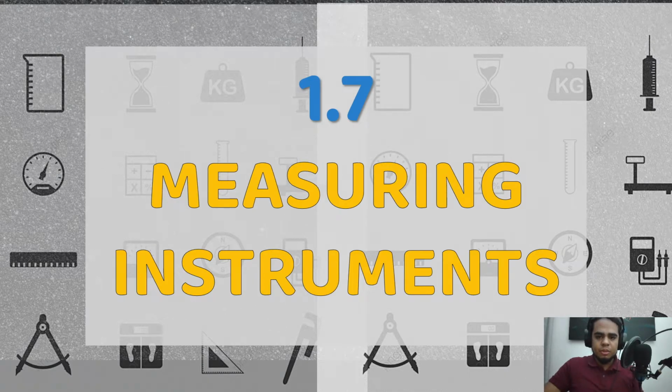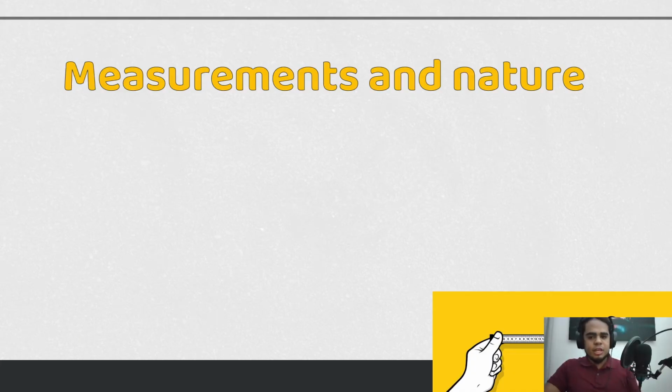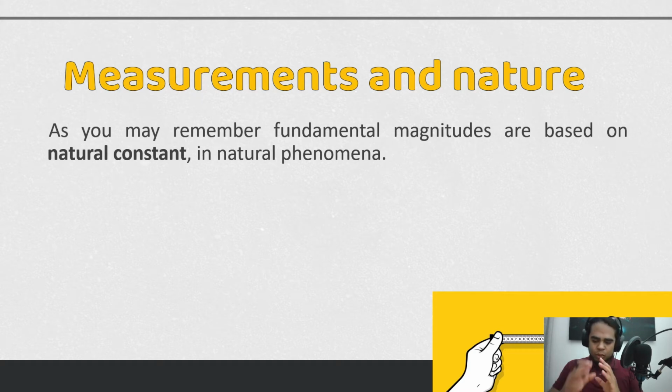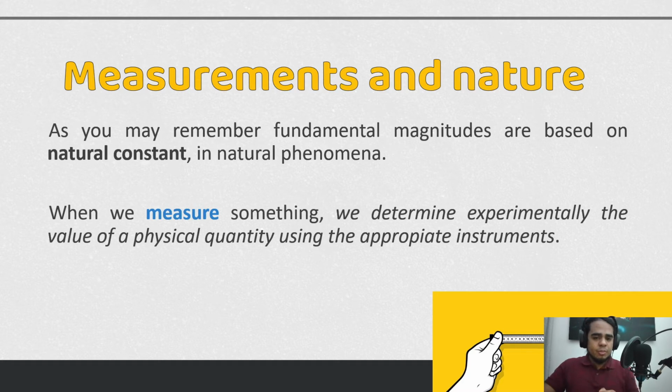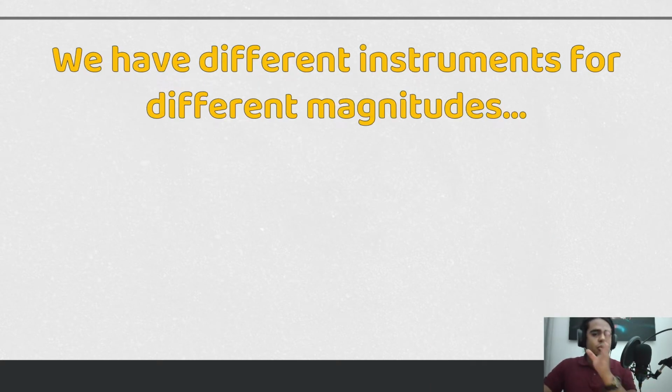So let's start with topic 1.7, measurements and nature. You may remember we have several fundamental magnitudes and they are based on natural constants. This means that they are the same in all the universe. And when we measure something, and we have seen the definition of measure, we determine experimentally the value of a physical quantity using the appropriate instrument. And that's important because if we have different magnitudes, we have different instruments to measure them.